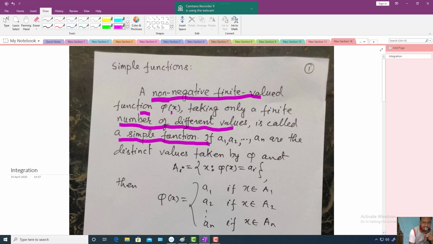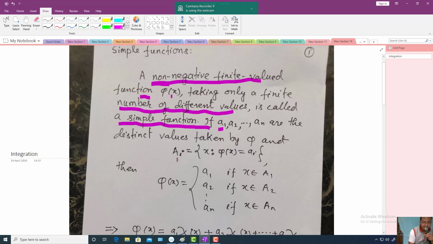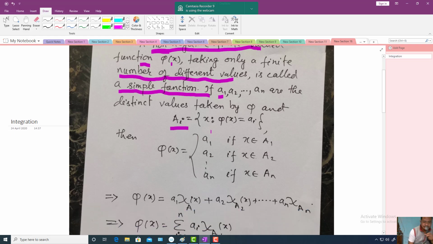If a1, a2, ..., an are the distinct values taken by phi, and Ai is the set of x such that phi(x) is equal to ai, then the function is given like this: phi(x) equals a1 if x is a member of A1, phi(x) equals a2 if x is a member of A2, and so on, phi(x) equals an if x belongs to An.